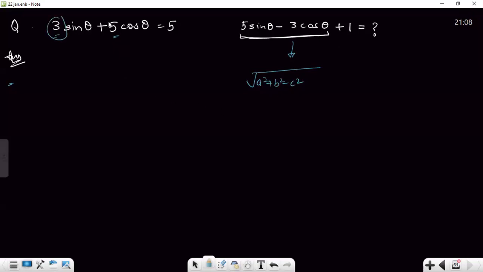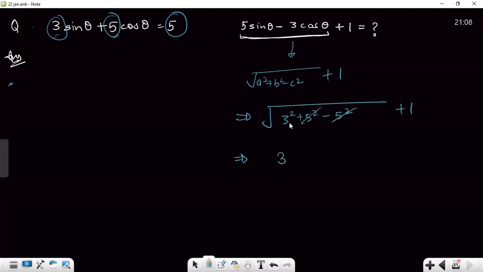A is what? 3. b is what? 5. c is what? 5. Okay, square root of a square plus b square minus 5 square, plus 1. Okay, cancel. 3 square is 3 square whole square. 3 square's square root is 3, plus 1, which is our answer, 4.